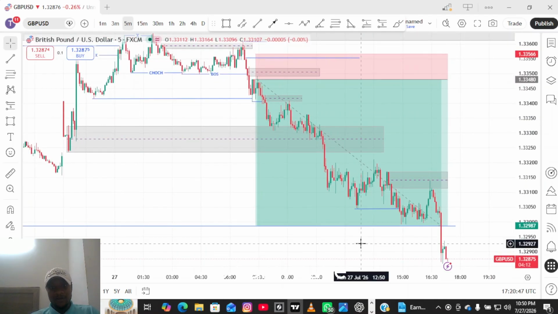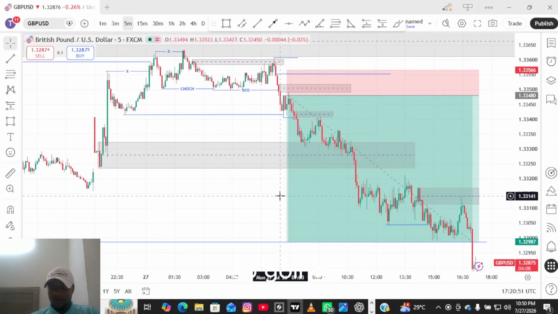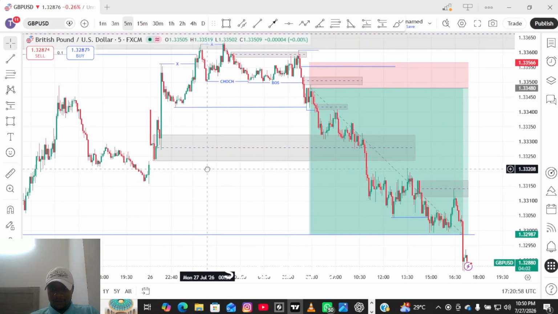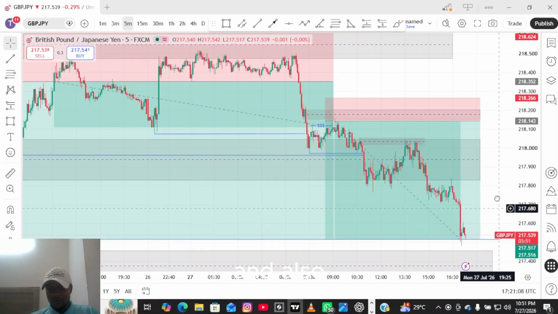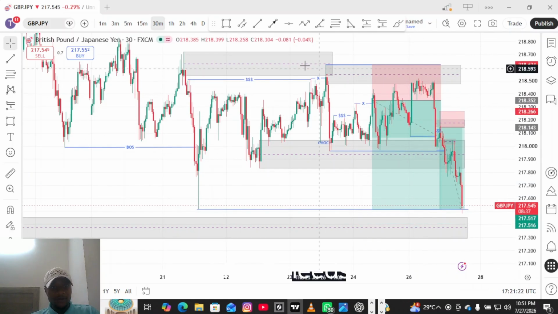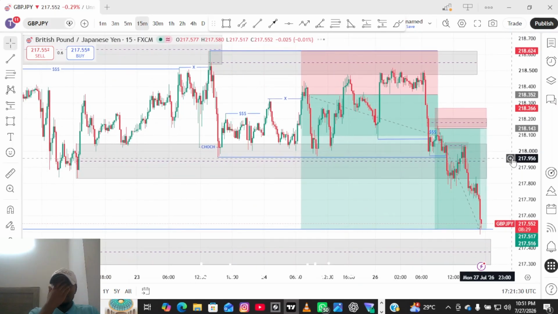One of my rules is I only take 2 trades per day, my daily limit. So going above that, I'd be breaking one of those rules. So GBPUSD success, and also GBPJPY, Japanese yen, success. TP has been hit. It was a roller coaster, but everything worked out.